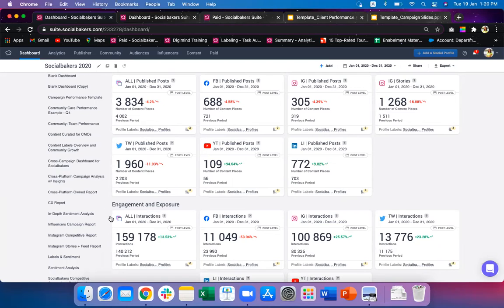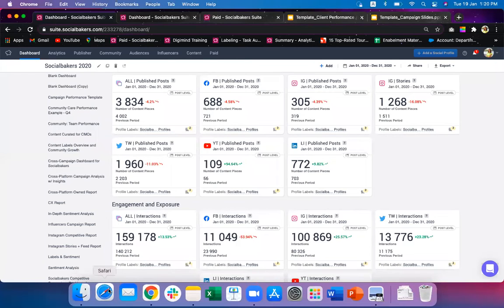For example, in the case of Social Baker's account, we can see that we actually produced less content than last year, yet the engagement was higher. So these aspects and these analysis, again, we're only looking from a quantitative perspective. The qualitative will come later in the flow of the reports.